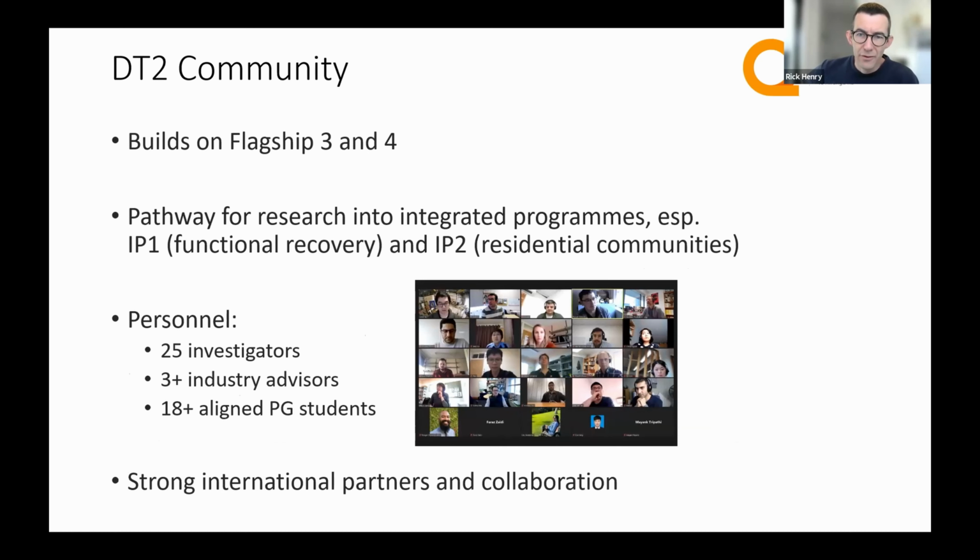So within Discipline Theme 2, it's quite a big community of people. Predominantly this builds on some of the work that was done in Flagship 3 and 4 from the first phase of QuakeCoRE, and really has a pathway into quite a few of the integrated programs, but particularly functional recovery IP1 and residential communities IP2, where some of those direct outcomes of the performance of buildings will be used in a sense of how to bring those together and achieve resilient and good outcomes for the entire community.